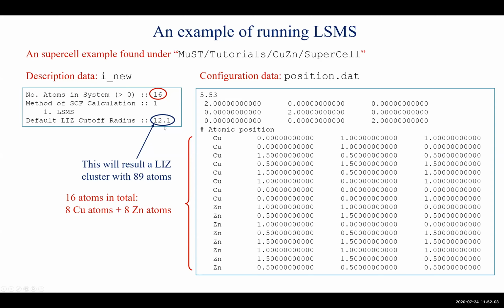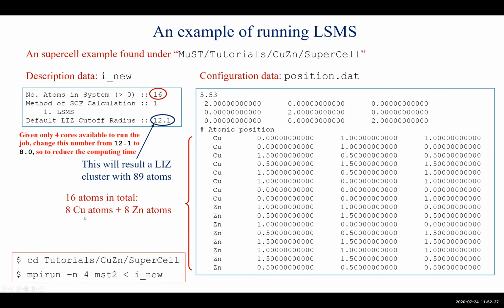In the example it's 12.1, but that's still too big for running on 4 processes. So I hope you change the number to 8.0, because we're going to use 4 processes. If you later want to come back and try 12.1, you might want to run it on 16 processes, so it runs pretty fast. But to get it done in a shorter period of time, change it to 8.0 and run it. Just run this command and do the calculation.